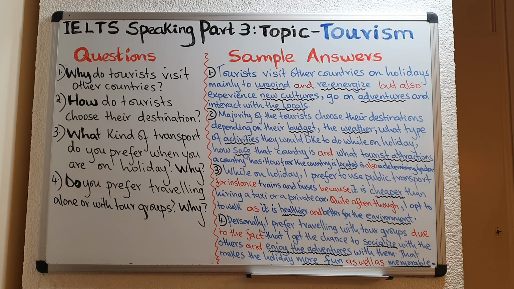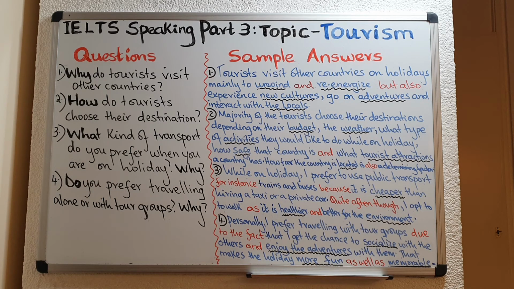The next tip is ensure that you use a variety of sentence structures in your answers. You're expected to use simple, complex, and compound sentences. A simple sentence has one verb. A compound sentence has two verbs. A complex sentence has three or more verbs. If you want to get a band 8 or a band 9, you're expected to be using a lot of complex sentences.